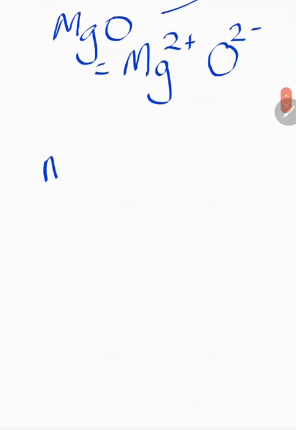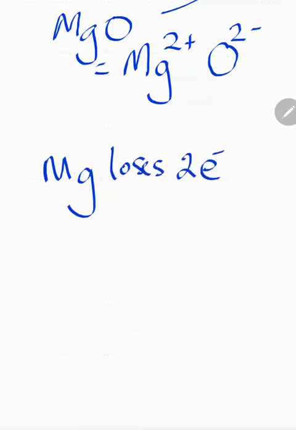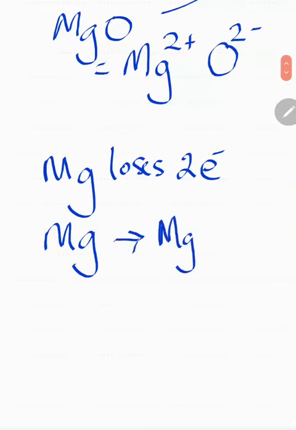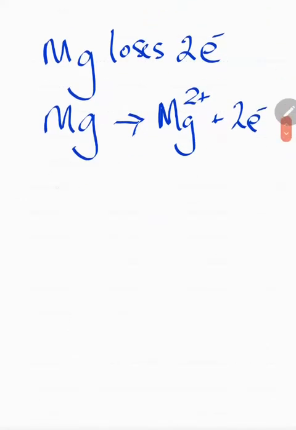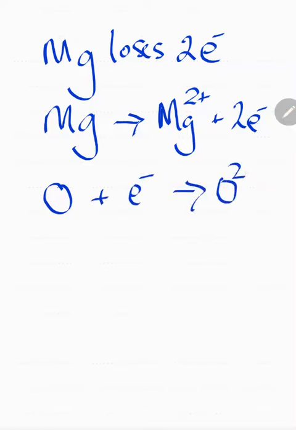Magnesium loses 2 electrons. Magnesium becomes Mg2+ plus 2 electrons. Oxygen gains electrons to become O2-.